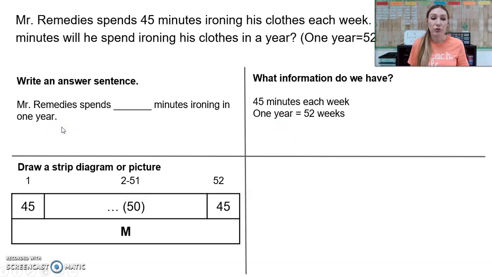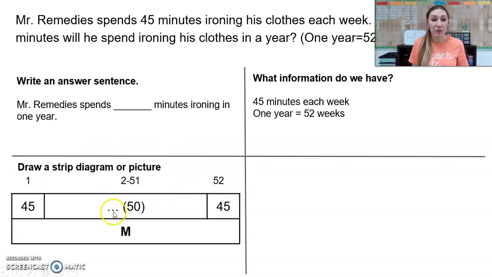So next I'm going to draw a strip diagram or a picture. So I've gone ahead and drawn a strip diagram. So I know that there are 52 weeks in a year. Well, I don't want to draw 52 boxes. That is going to take me forever. So what I can do is draw this first and last box, right? If I know that I need 52, I can label this my first box and my 52nd box.